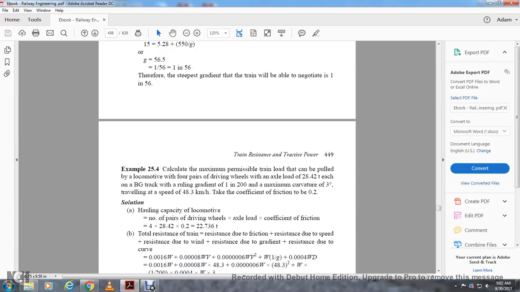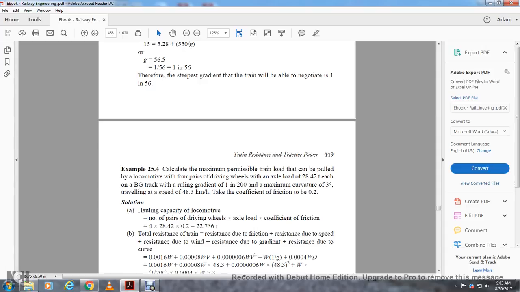Example 25.4. Calculate the permissible train load that can be hauled by a locomotive with 4 pairs of driving wheels with an axle load of 28.42 tons each on broad gauge, with a ruling gradient of 1 in 200, maximum curve of 3 degrees, and a traveling speed of 48.3 kilometers an hour. Take the coefficient of friction as 0.22. The hauling capacity of the locomotive equals the number of pairs of driving wheels times the axle load times the coefficient of friction.